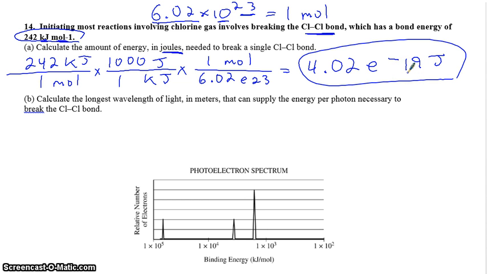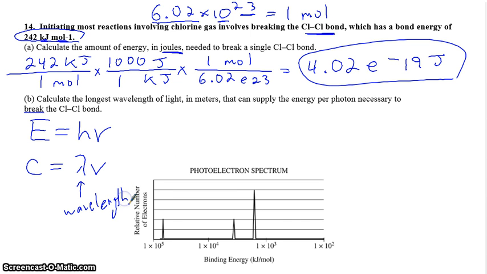B says, calculate the longest wavelength of light in meters that can supply the energy per photon necessary to break the bond. There are 2 equations that are involved here, and these both are given to you. These are the ones I was referring to. It's energy equals h nu, where nu is the frequency, h is the Planck's constant. If you recall, we did some of these calculations. The second is c equals lambda nu. Lambda is wavelength.